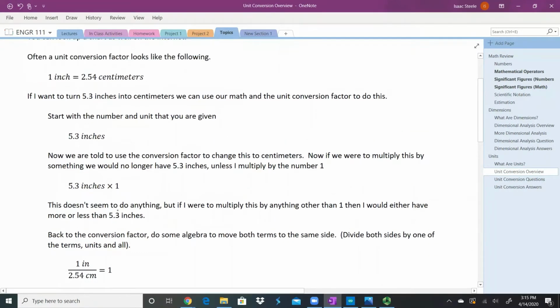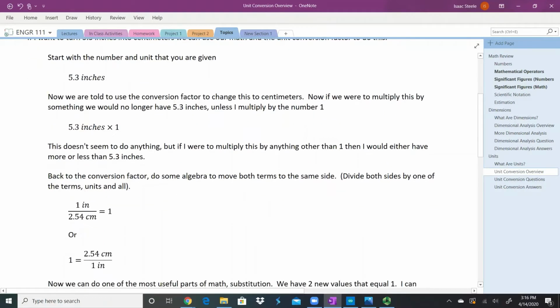So now let's look at our conversion factor. I'm going to take this conversion factor that we have here, this 1 inch equals 2.54 centimeters, and do a little bit of algebra with it. In this first case down here, I divided both sides of this factor by 2.54 centimeters. And when I did that, I get 1 inch over 2.54 centimeters equals 1. Or I could do it the other way around and divide both sides by 1 inch, and I get that 1 equals 2.54 centimeters over 1 inch.